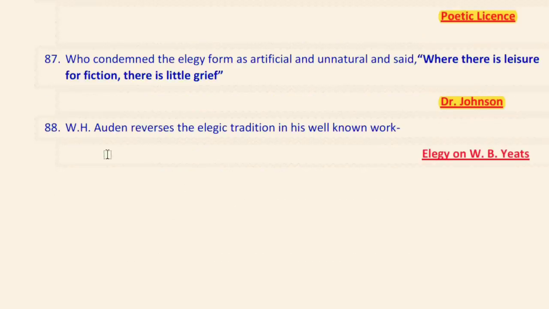Question number 88. W.H. Auden reverses the elegiac tradition in his well-known work. The answer is Elegy on W.B. Yeats.